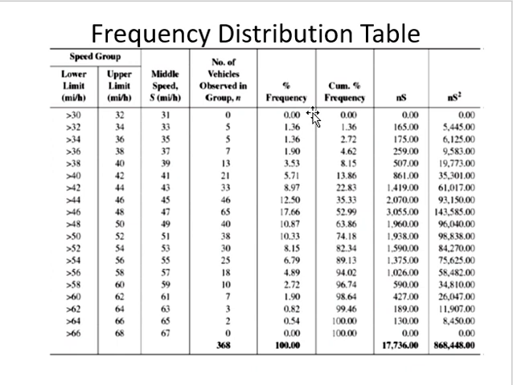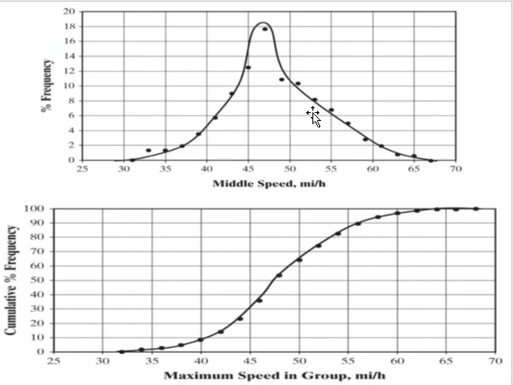The fourth column is the number of vehicles observed. The next column is the percentage in each group, and the next one is the cumulative percentage, which you just add up. What are the last two columns? Number of vehicles times speed, which is the average. Then using this data we plotted these two graphs, right?